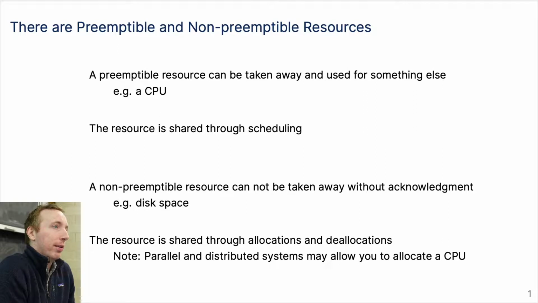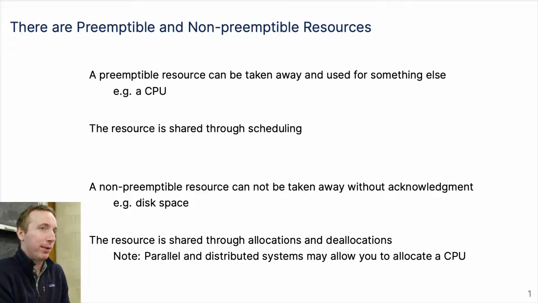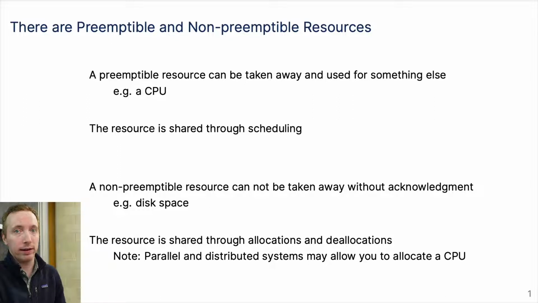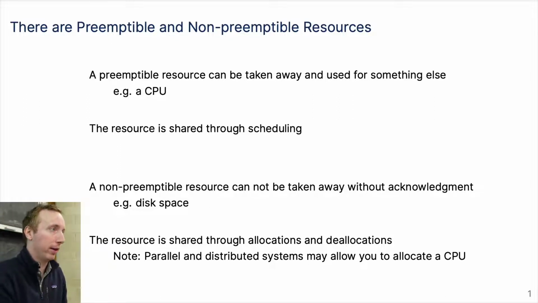Preemptible resources are kind of a generic term. Any resource can either be preemptible or non-preemptible. A preemptible resource just means it can be taken away at any time and used for something else. For example, you have your CPU, you can take it away, give it to another process, and then take it away from that process, give it to another one, and so on and so forth.